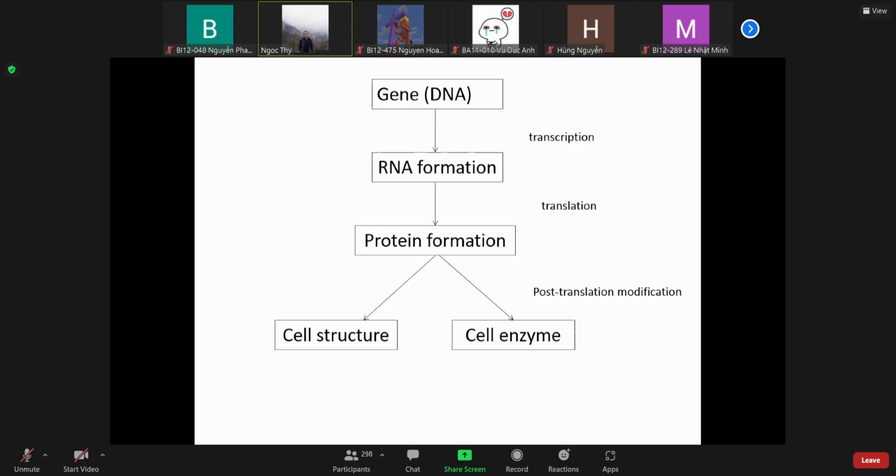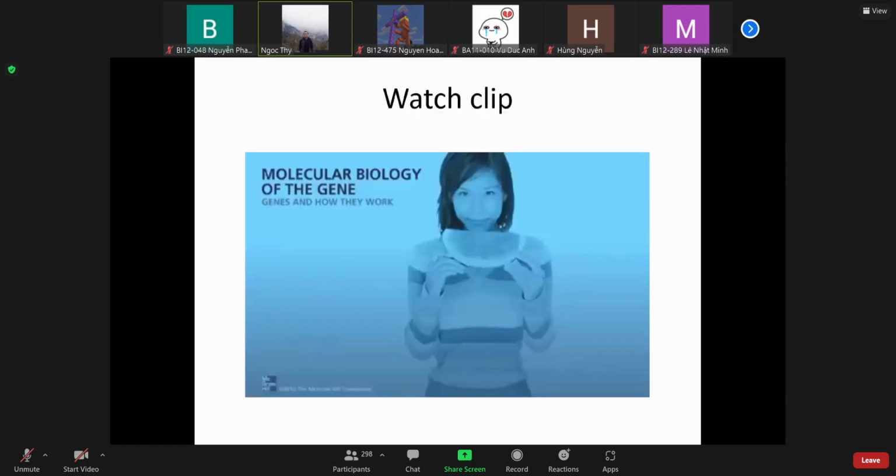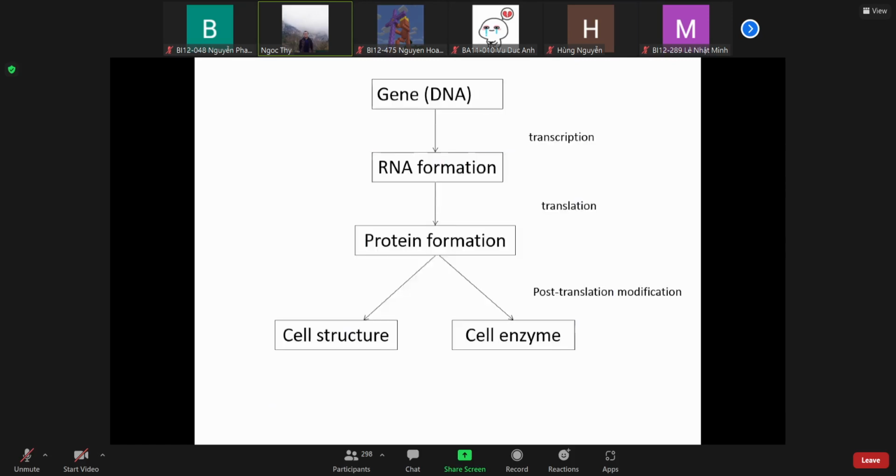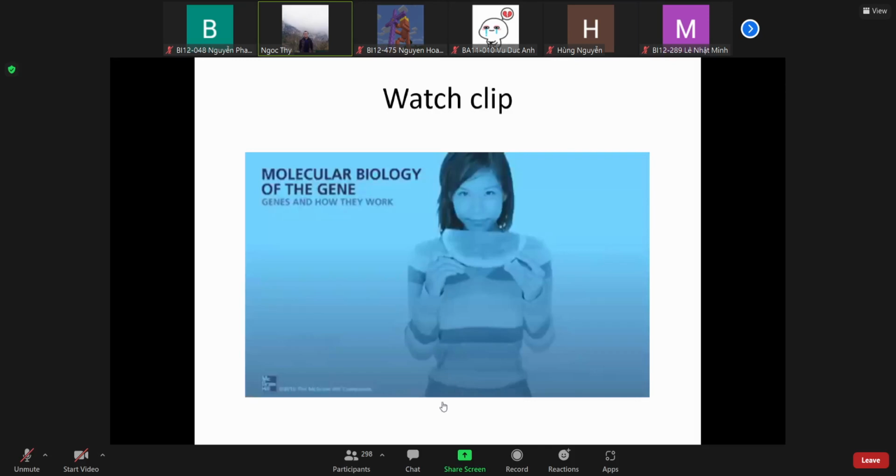So the brief summary of the molecular biology of DNA we can see in the clip below.